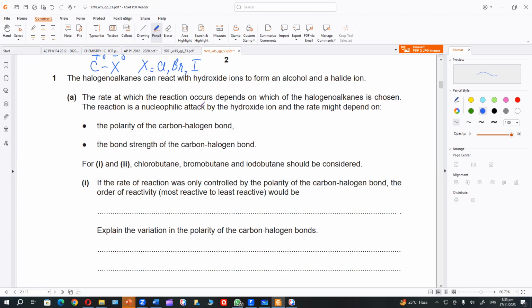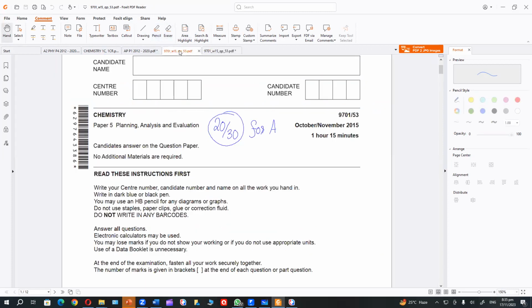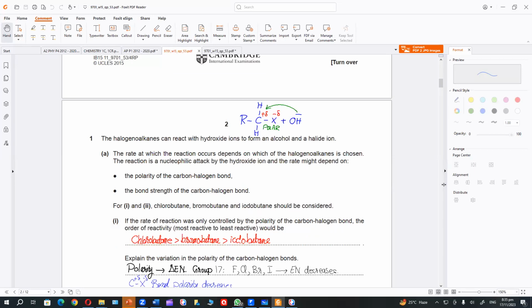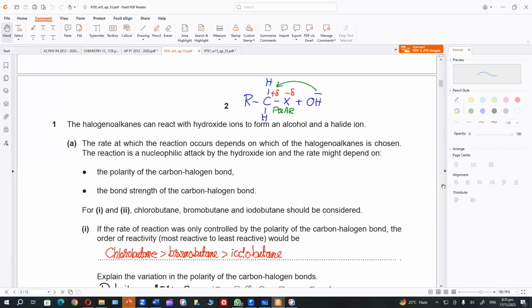So should I say the reactivity decreases down the group? Yes. Reactivity will decrease, and I want to show this. This was in our AS. The R-C-X bond is polar and OH minus is the hydrolysis nucleophile. It is attacking the positive carbon. So chlorobutane is more reactive than bromobutane, which is more reactive than iodobutane.